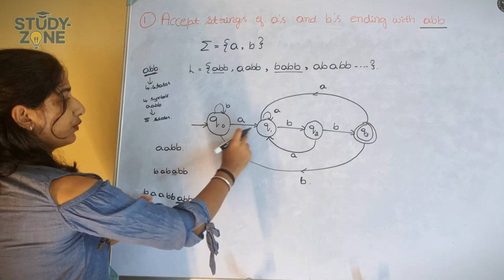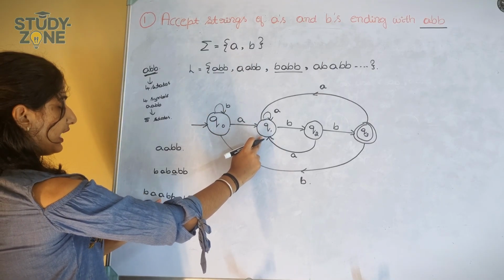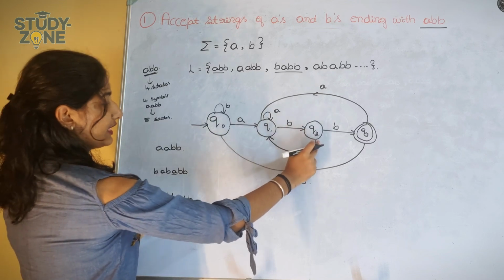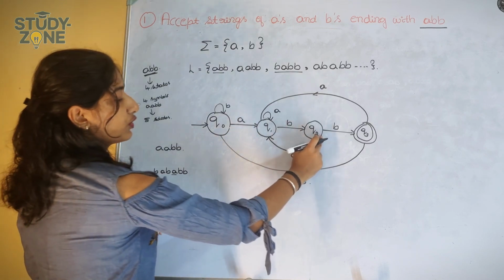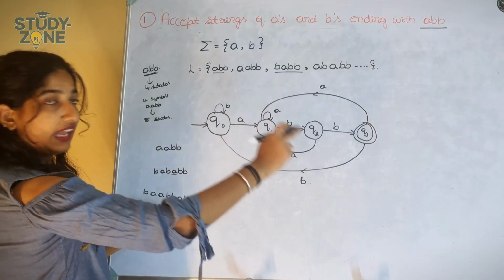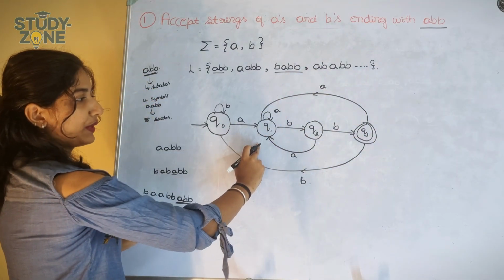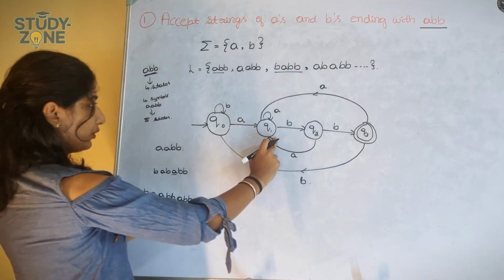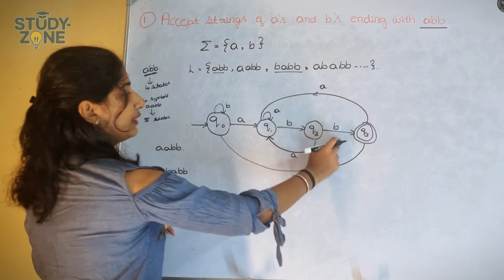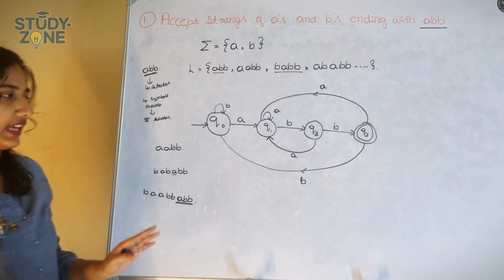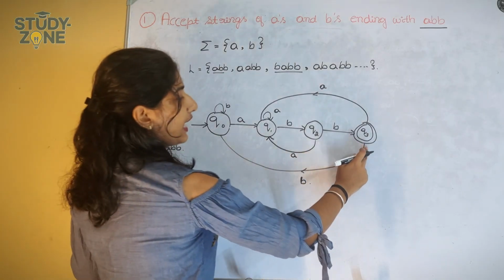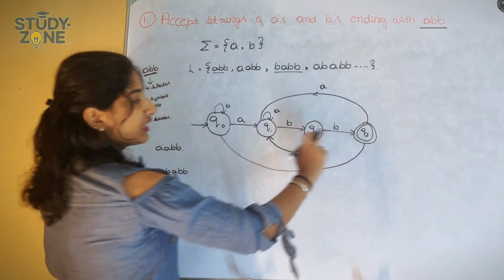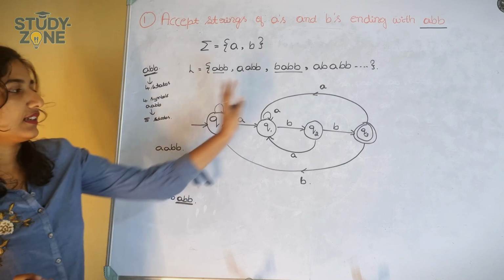If it gets A, it should move to Q1, and if it gets A again, it should stay in Q1 only. Then if it gets B, it should move to the next state, and if it gets B again, it moves to the following state. And if I get A again, it should move back to state Q1, because we should have a string ending with A, B, B. So A moves back to Q1, then B, then B, and then the ending state. That's correct. If I get B in the last state, it should move back to this state, because we have A, B, B. This is one way of representing the transitions.